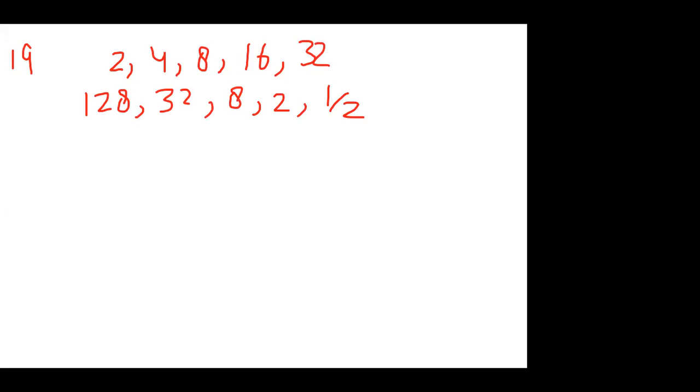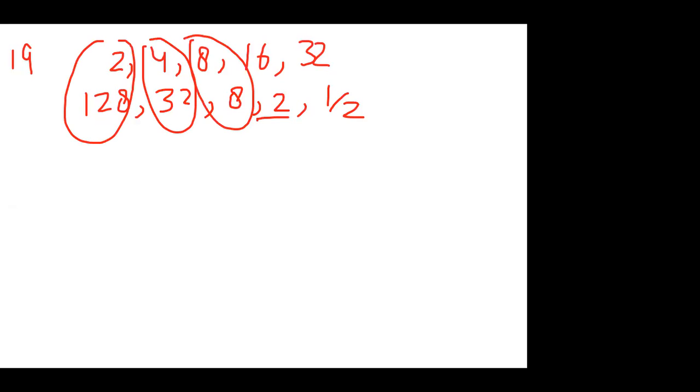Find the sum of the products. We need to find the sum of the products of corresponding terms of the sequences. So first of all, we need to find the product of the corresponding terms. That means first term multiplied by first term, second terms multiplied by each other, third terms multiplied by each other, likewise fourth terms and fifth terms.